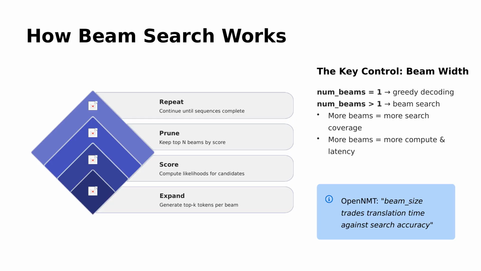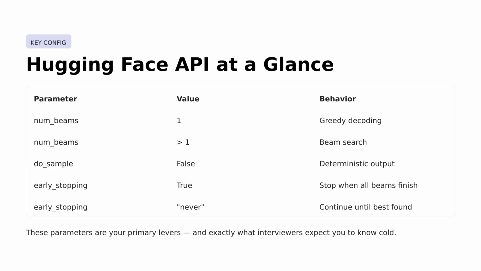Beam search works by keeping several possible sequences alive at once. At each step, the model expands each beam with its top token options, scores those candidates, and then prunes back to the best n beams. That repeat expand, score, prune cycle continues until the sequences are complete. The key setting is beam width, or num_beams. One gives greedy decoding, while larger values search more broadly, often improving results but increasing compute time and latency.